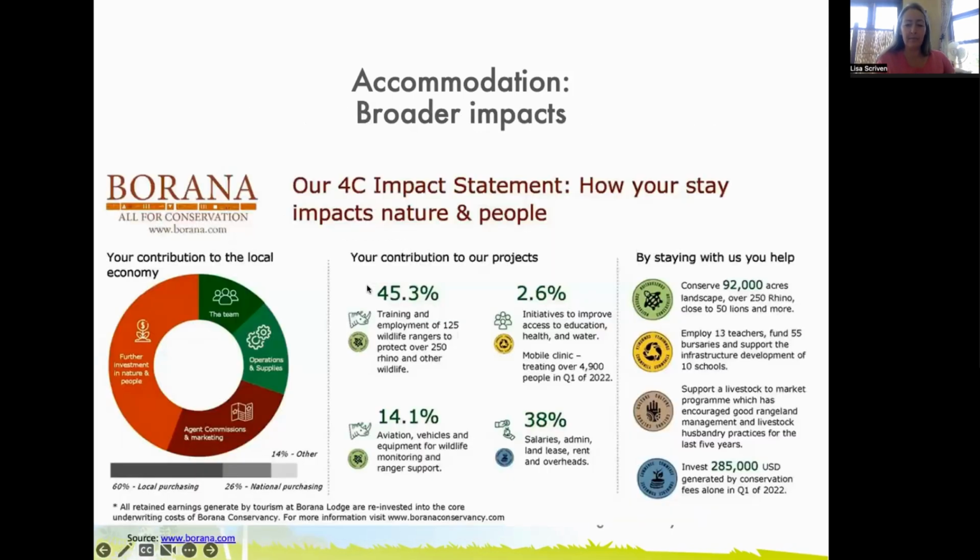Another example, this one's affiliated with another certification program, that they calculate according to the impact areas of the certification program. So conservation, community, commerce, and culture. And this is Borana Lodge that has done a really nice graphic display of what their impact is broadly.